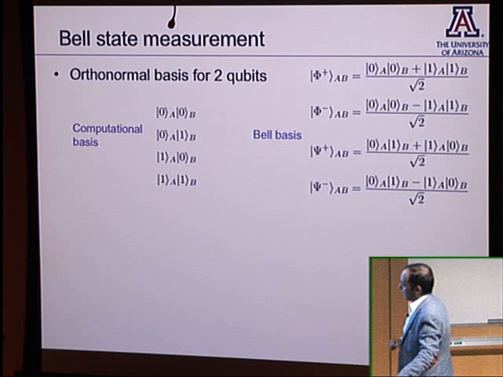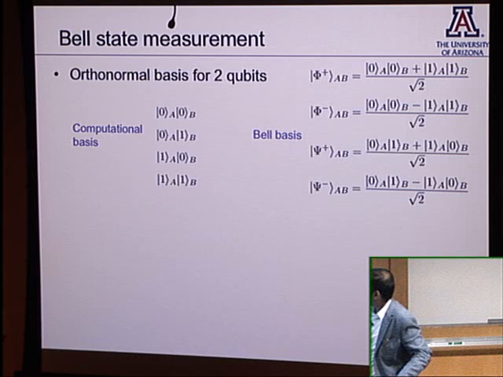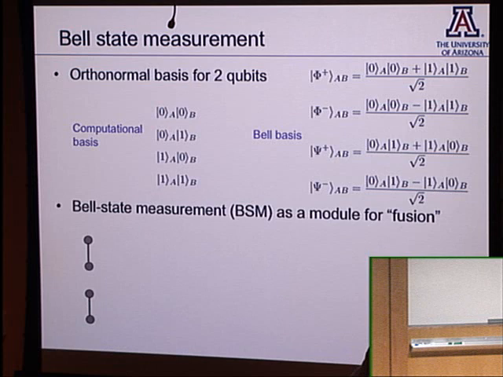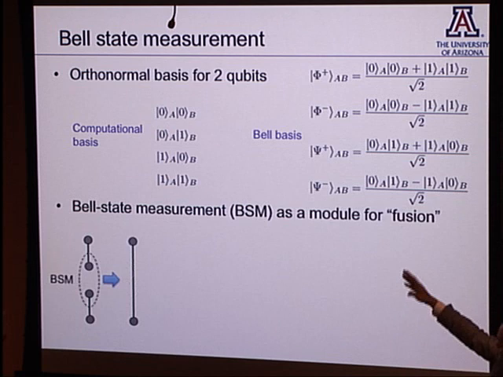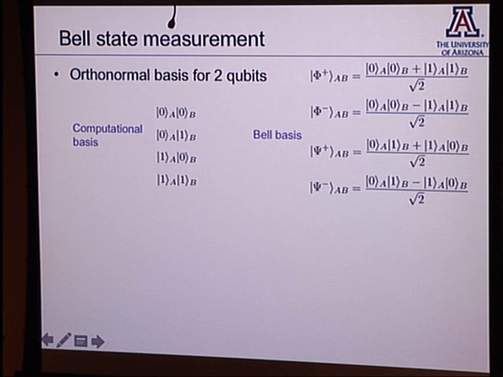Now, let us introduce another module called the Bell state measurement. Just like a single qubit can be represented in two different bases, the 0, 1 basis and the plus minus basis, for two qubits this is the computational basis: 0,0, 0,1, 1,0, and 1,1. So this is one basis of measurement. This basis simply means that I measure the first qubit in the 0, 1 basis and the second qubit also in the 0, 1 basis.